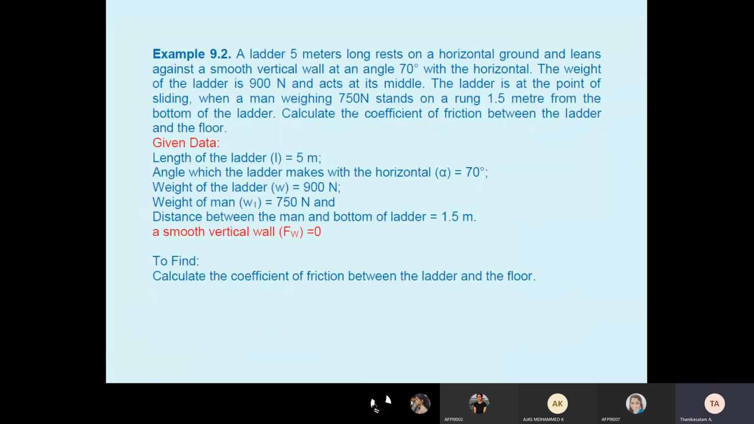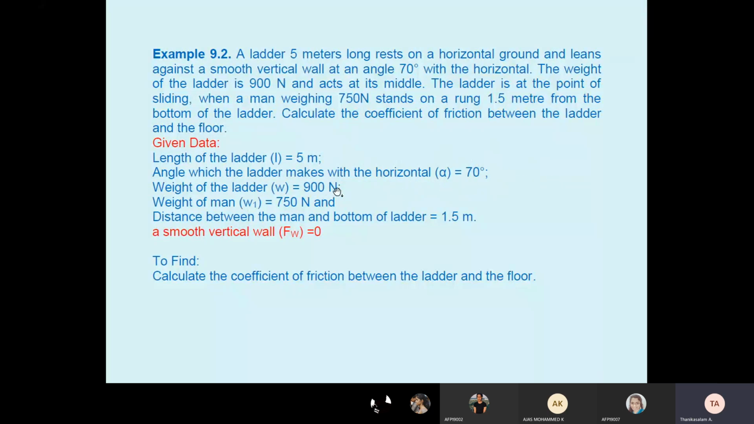Okay. Then we started about this one. Here they asked to calculate the coefficient of friction between the ladder and the floor. See, the weight is 900 newtons. The length of the ladder is 5 meter. The angle which the ladder makes with the horizontal is 70 degree. So they mention horizontal. Sometimes they mention vertical. So when vertical is converted into horizontal, how? Suppose just imagine with respect to vertical 20 degree. What is horizontal? 90 minus 20, like that 70. So here horizontal is mentioned.